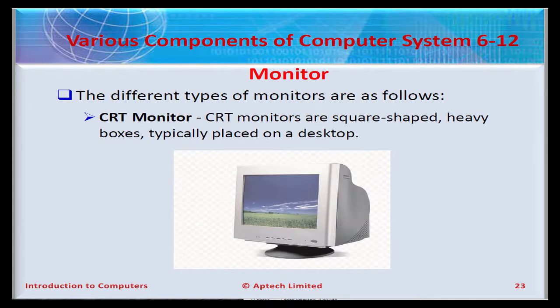We have the CRT. CRT is the abbreviation for cathode ray tube, and these monitors are square shaped. They are heavy boxes typically placed on the desktop. Now, these are found on older computers. They're not used in modern day computers. Let's move on to the next one.